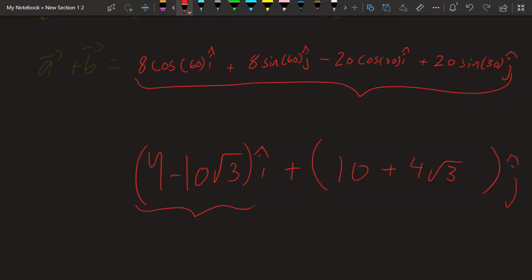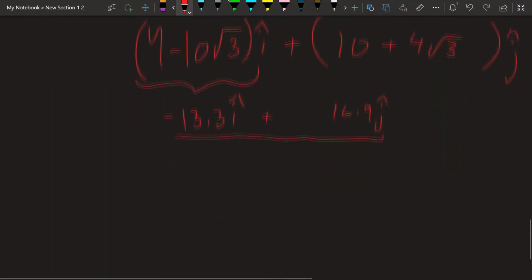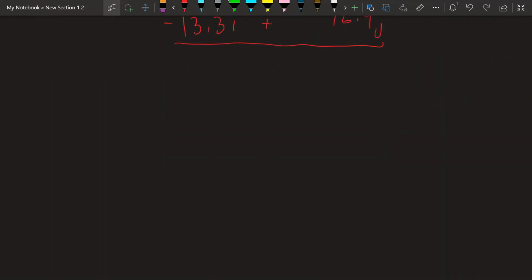If you want to further simplify this, 4 minus 10 radical 3 is negative 13.3. Negative 13.3, that's i. Plus 10 plus 4 radical 3. Let's simplify that. We get around 17j. Well, not 17, it's 16.9. Keep it in 3 significant figures. And there you go. That's our answer. Moving on. Done with question 6. Let's move on to question 7.